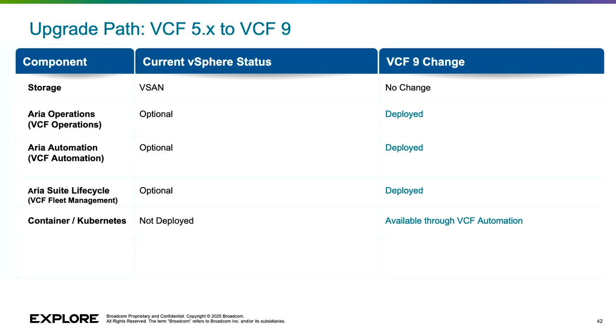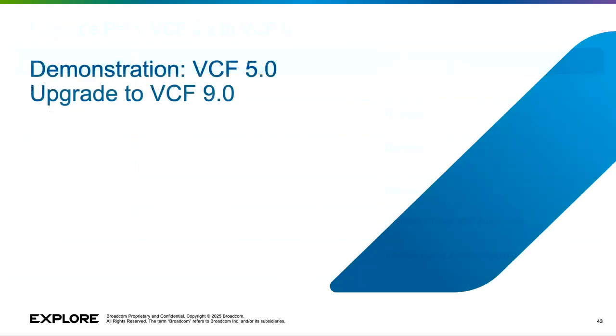And the same note that we had earlier for containers and Kubernetes: it is not deployed. You can get that through VCF automation. The same note for FIPS as well. If it's either enabled or disabled, you can enable it. It gets enabled during the vCenter upgrade of moving over to VCF 9. So we spoke a lot about vSphere transitioning and moving to VCF 9. What we're going to do next, for the rest of the session, is look at a demonstration of moving from VCF to VCF 9.